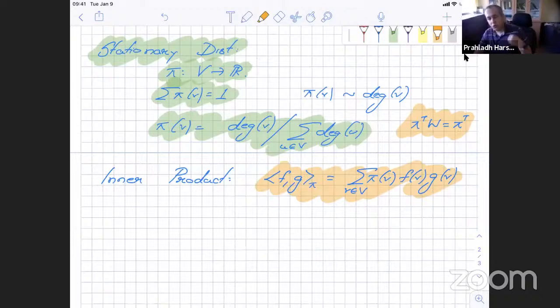We wanted to know what the self-adjoint of W under this inner product is. We noticed that the self-adjoint of W under this is exactly the time reverse walk. Therefore, W is self-adjoint. So we had this notion of reversible random walks.